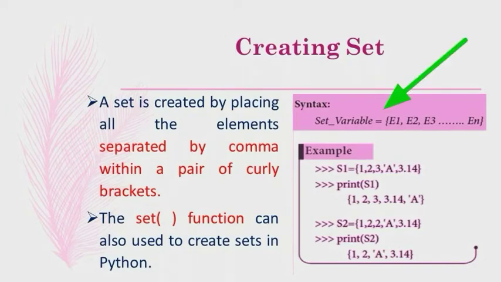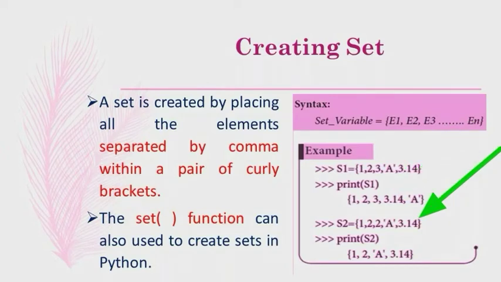See, this is the syntax. Set variable is equal to curly braces. Within the curly braces, a collection of elements is given: E1, E2, E3 and so on up to En. See this example. In this first example, S1 is a set variable equal to 1, 2, 3, A, 3.14. Here different types of elements are given without duplicate values. When you give the print statement, all the elements will be printed on the output screen like this.